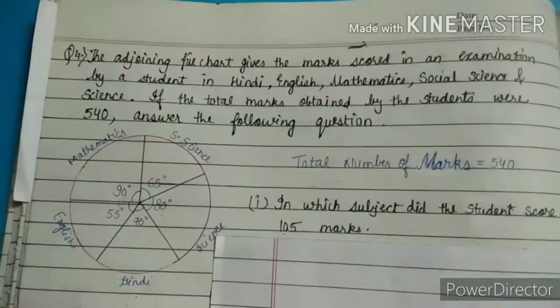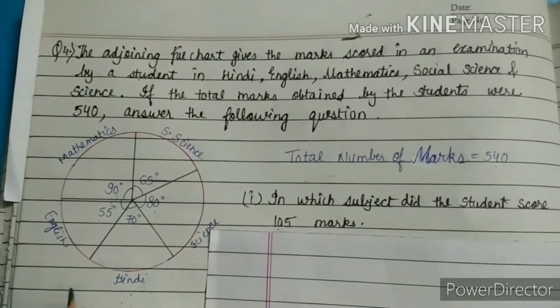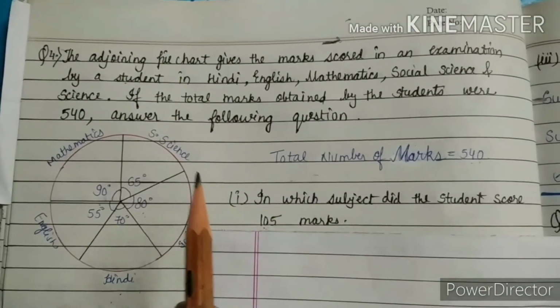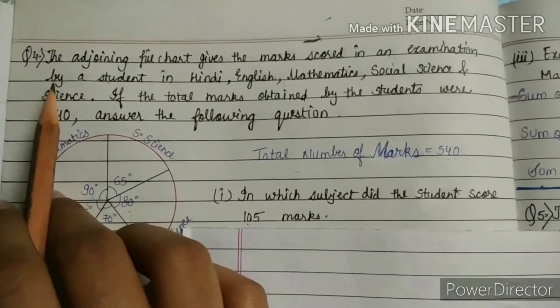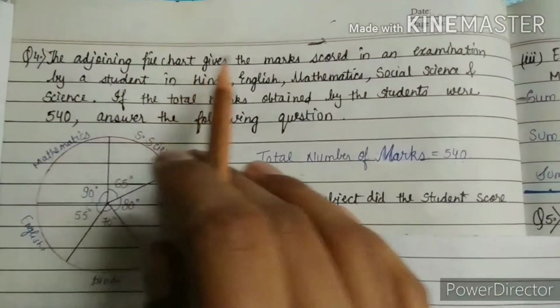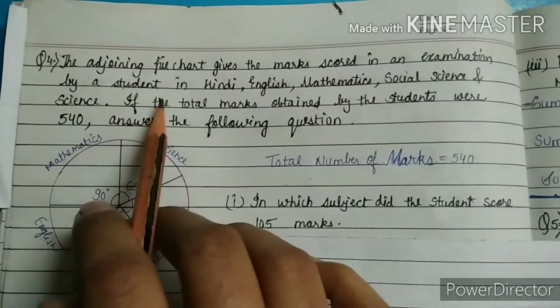In this video we will do question number 4 and question number 5 of exercise 5.2, which is related to pie chart. Question number 4: the adjoining pie chart gives the marks scored in an examination by a student.